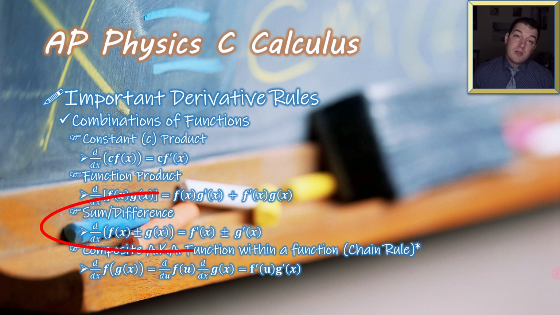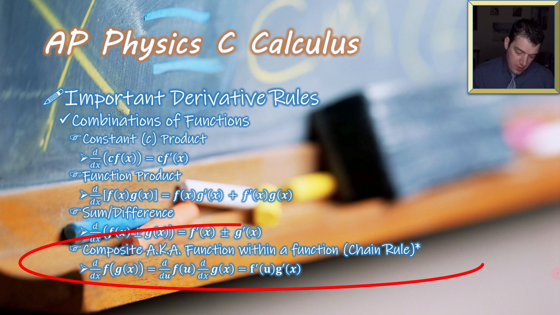The sum or difference rule is when you're adding or subtracting. When you're adding, you take the derivative of each function and add them together. When you're subtracting, you take the derivative of each function and find their difference.